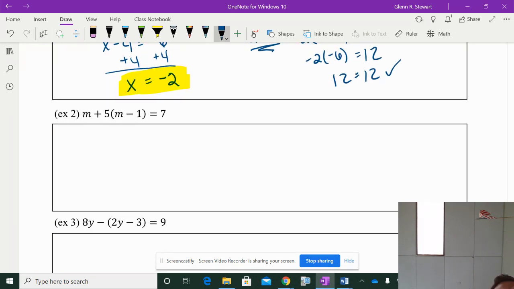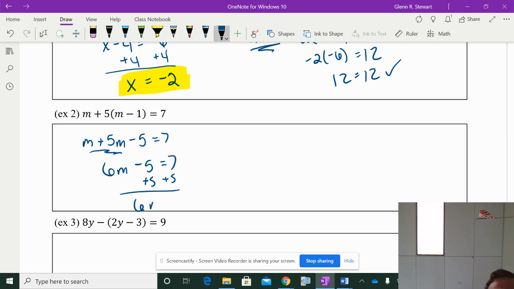Over here, I will have to distribute first. I've got m plus 5m minus 5 equals 7. I'm going to combine: 6m minus 5 equals 7. Add 5 to both sides. 6m equals 12. And then I'm going to divide by 2. Or, I'm sorry, divide by 6. I just gave you the answer. m is equal to 2.